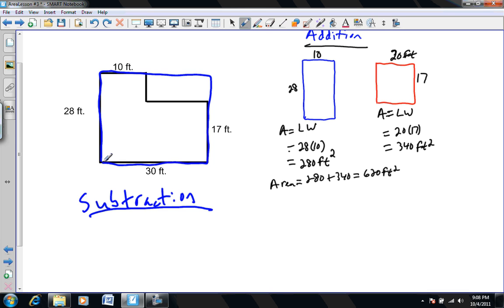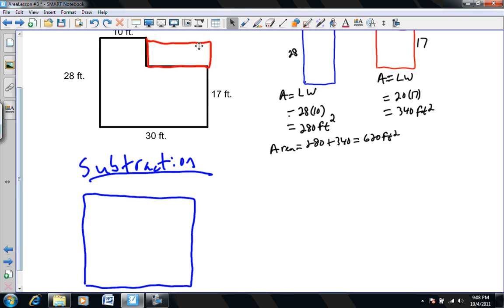Okay. Now the area of that rectangle is bigger than the area of the shape that I'm looking for. But if I look closer, I can see this little tiny rectangle up here. And if I were to take that red rectangle away from the blue rectangle, what I'm going to end up getting is the area of the shape that's left over. So what I'm going to do is this. I'm going to bring this blue rectangle down here. I'm going to bring this red rectangle down here. I'm going to label them.